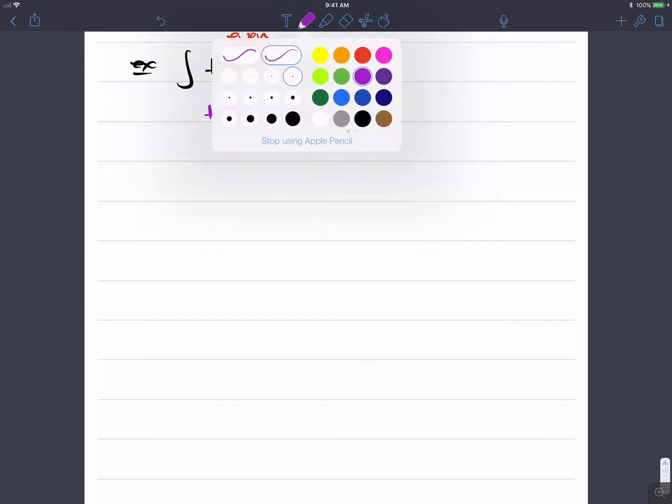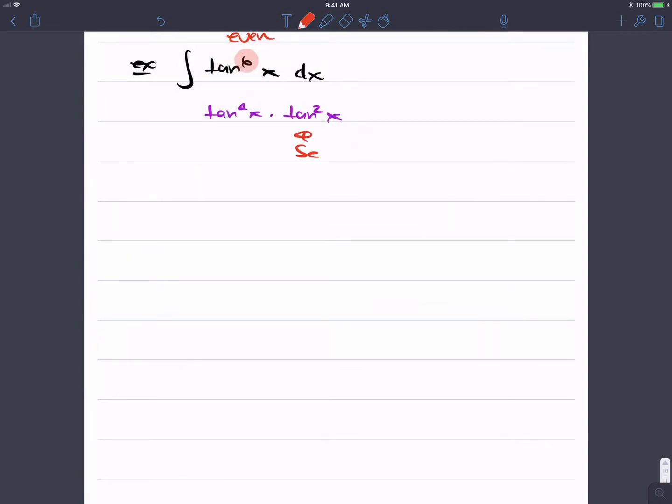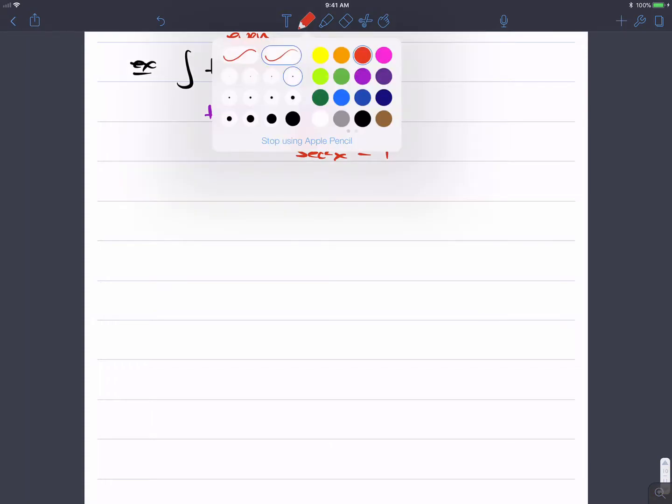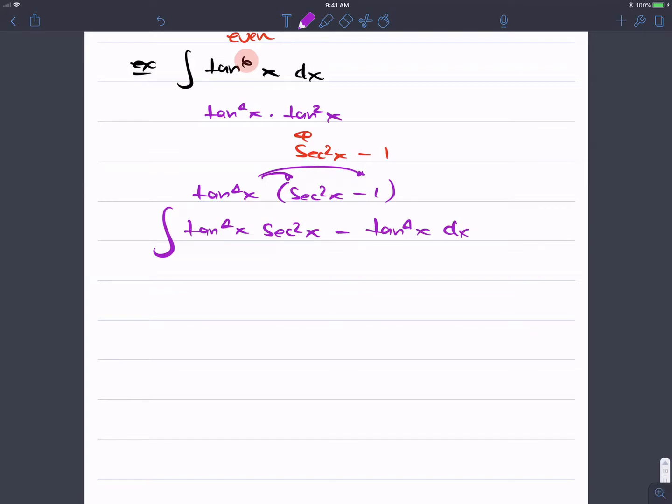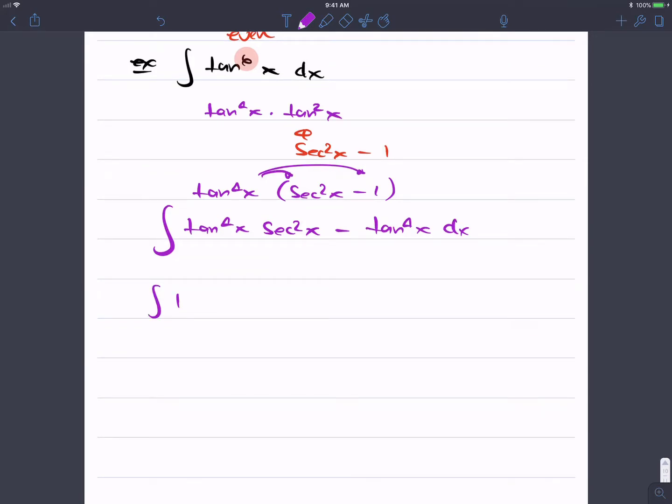And here's the pattern again we're going to use. Replace this with our secant squared x minus 1. So I end up with tangent to the 4th x times secant squared x minus 1. Distribute again. So I get tangent to the 4th power of x, secant squared x minus tangent to the 4th power. Now this is really what I have to integrate. So the integral of a difference is the difference of integrals. Integrate tangent to the 4th power of x, secant squared x dx minus the integral of tangent to the 4th power dx.